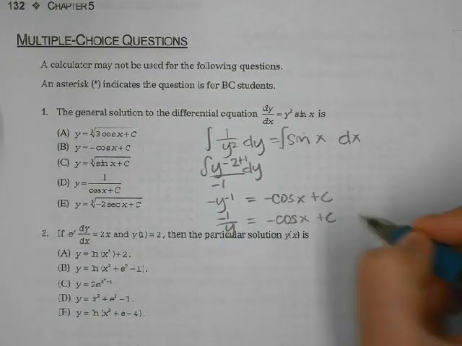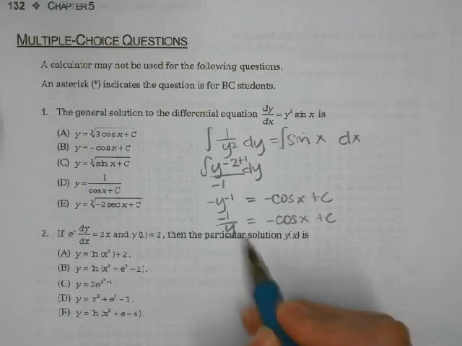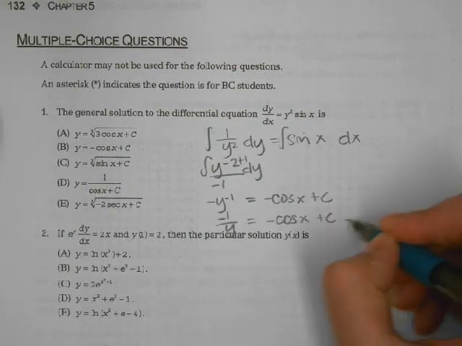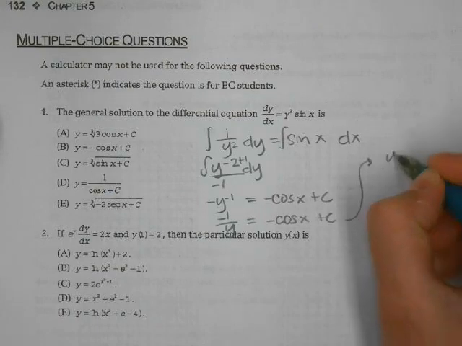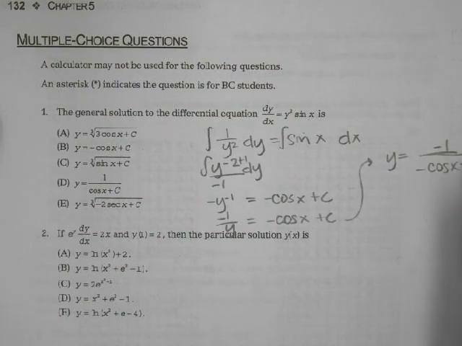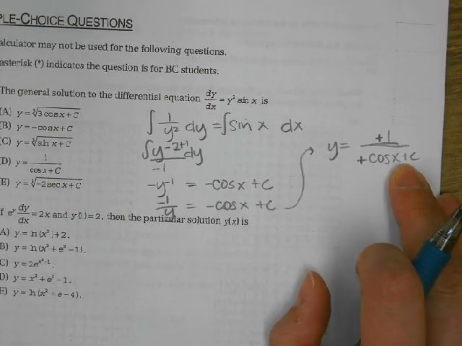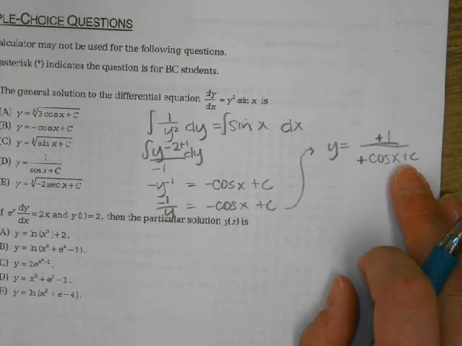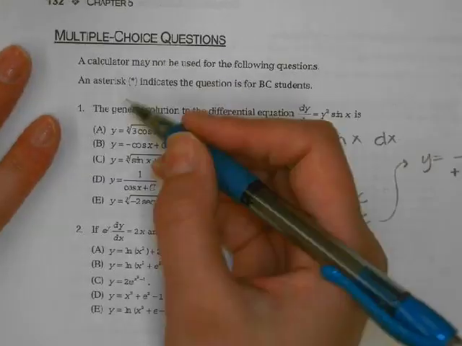And I went ahead and I used my little trick where you can just switch these places if you want to get this one alone. And so y equals negative 1 over negative cos x plus c. And then I saw that I had 2 negatives, so I kind of canceled them out. And again, remember the plus c doesn't really make a difference. Plus c minus c, it's all the same. It's just saying there's a constant on the end. So the answer for this one is D.